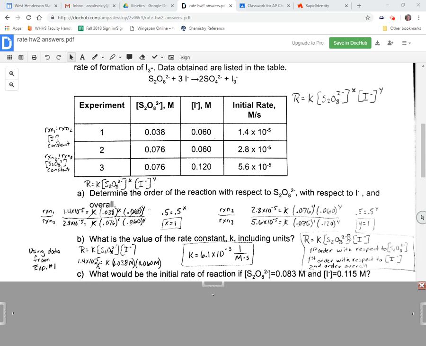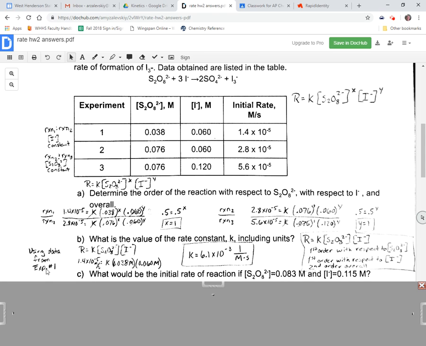To get the overall order of a reaction, you just have to add the coefficients together. So 1 plus 1 is 2. Then they ask me for the value of the rate constant. So now I know my rate law and I know what X and Y are. So I'm eliminating some of those variables that are in there.